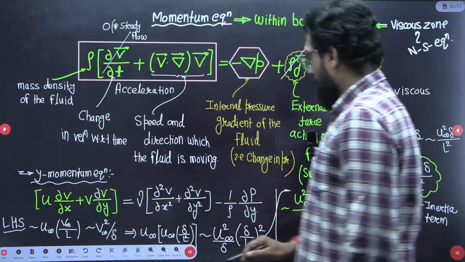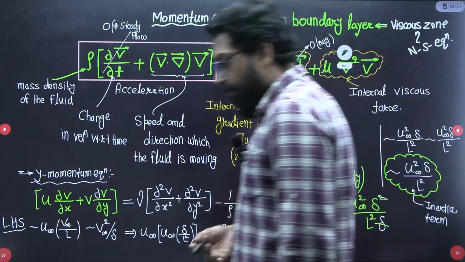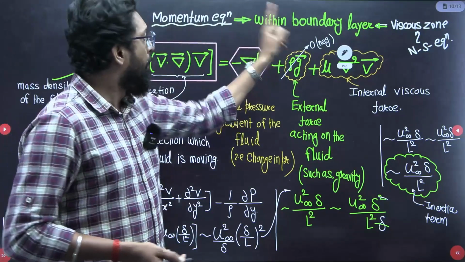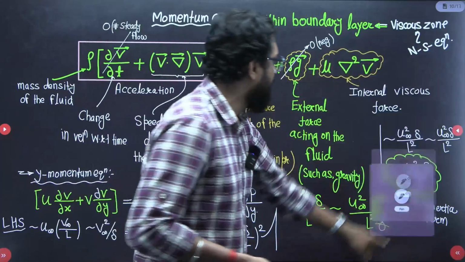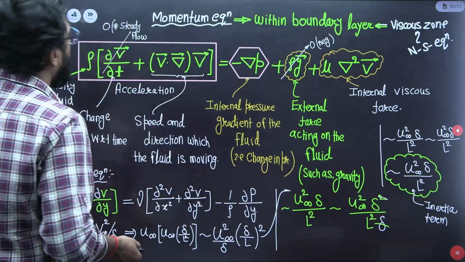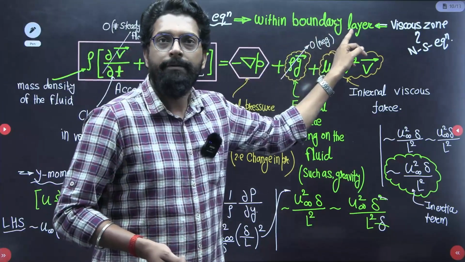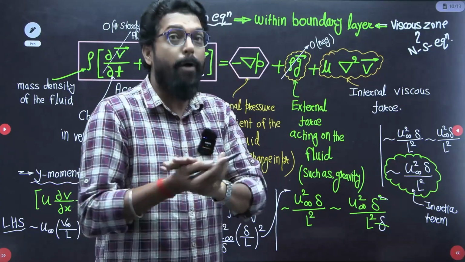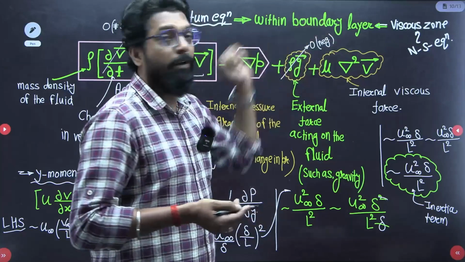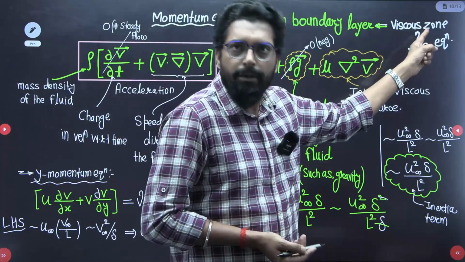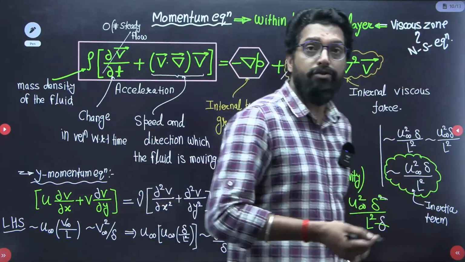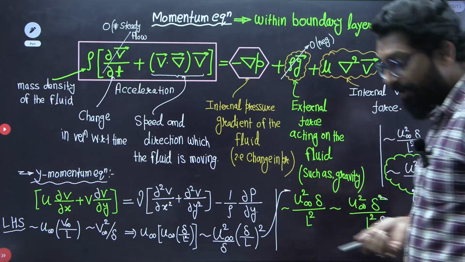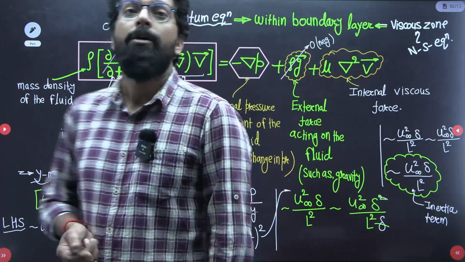Now the time is to apply the momentum equation. Where do you have to apply the momentum equation? You apply it within the boundary layer, because we analyze the nature of the flow within the boundary layer. Within the boundary layer there is a viscous zone. If there is a viscous zone, you can apply the Navier-Stokes equation. The Navier-Stokes equation is a kind of momentum equation.